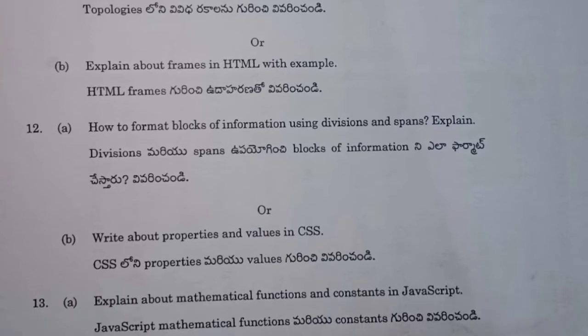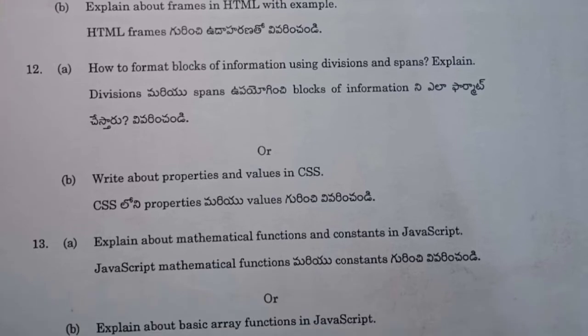In 12th A, how to format blocks of information using divisions and spans. Explain. Next, 12th B, write about properties and values in CSS. Okay, so in these two you need to write any one.